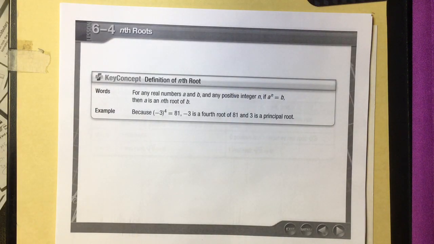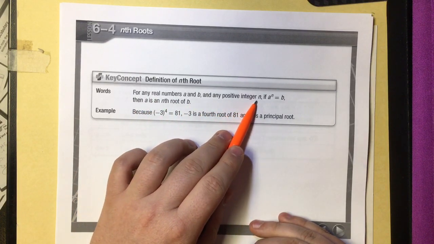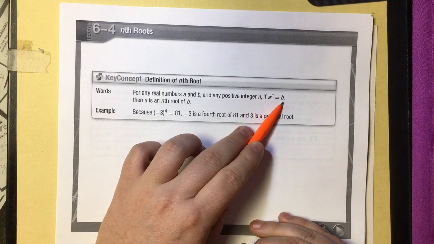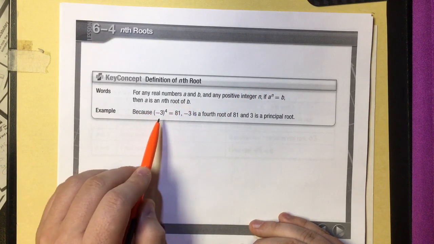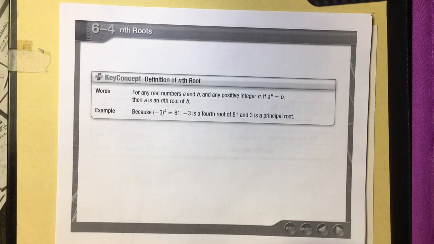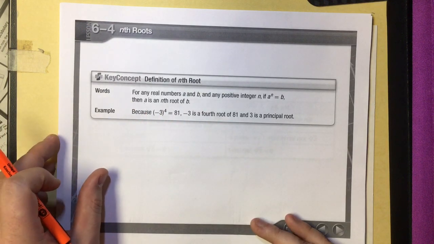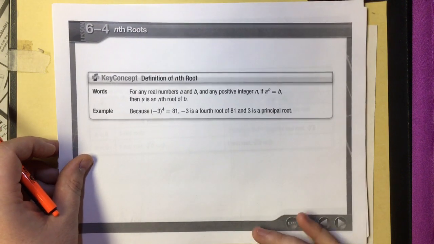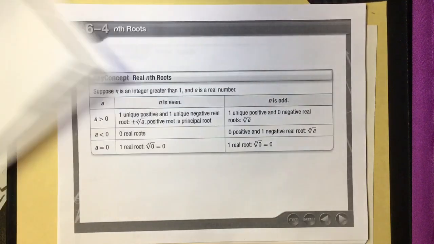All right, so this says for any real numbers a and b and any positive integer n, if a to the n is equal to b, then a is an nth root of b. So it says because negative 3 to the fourth is 81, negative 3 has to be a fourth root. And then right here, like I said, the principal root is just the positive version. If that definition is a little confusing right now, I think it will make a little bit more sense once we get into some of these examples. You'll see what we're talking about and how these roots are working out.